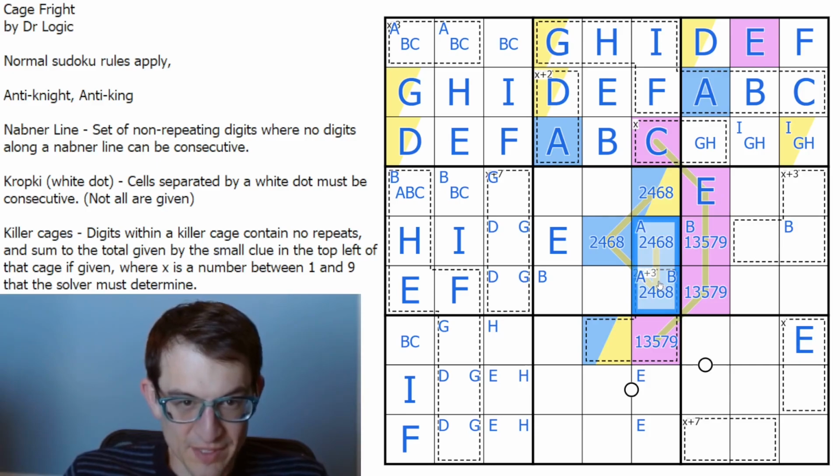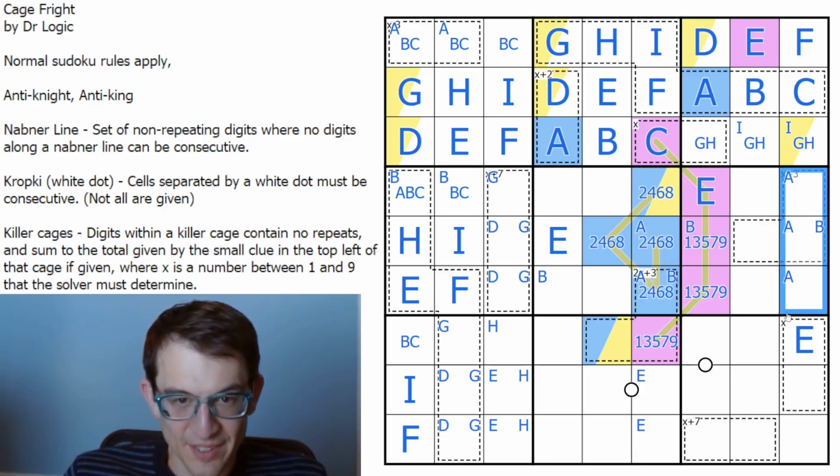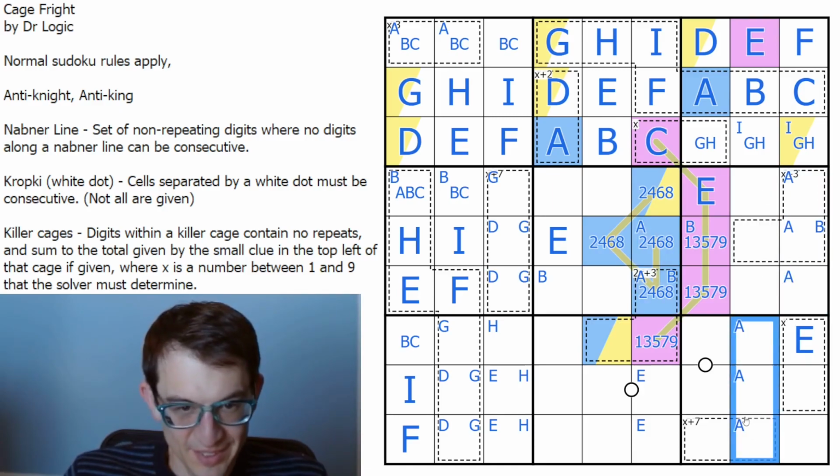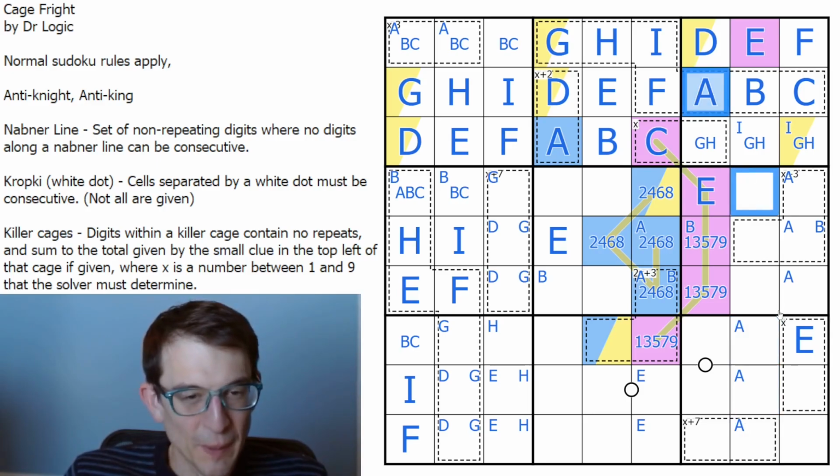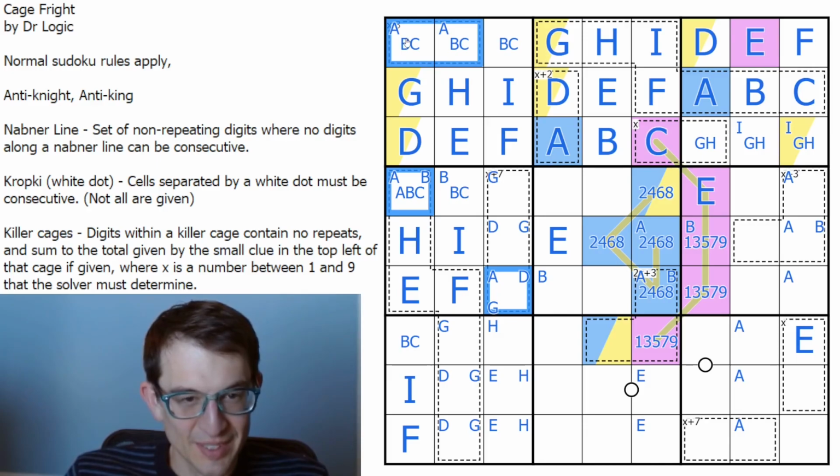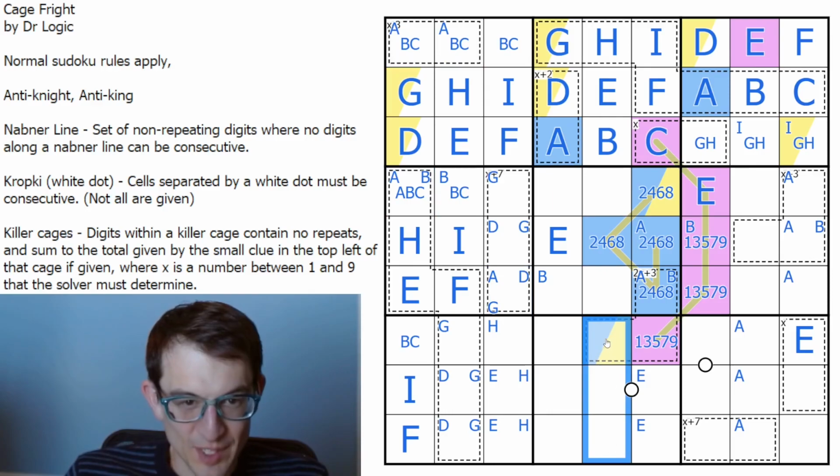So A is one of these, which means by anti-knight's move it's not here. So A is here, and therefore here. Right, A is not here by knight's move. And then A is not any of these. A is one of these two, and it's one of these two. Yeah, I think I've run out here. So A is one of these, but not this one. So one of those is A.